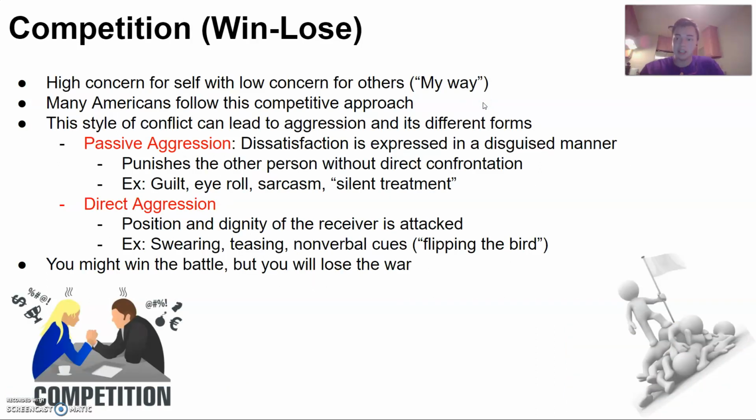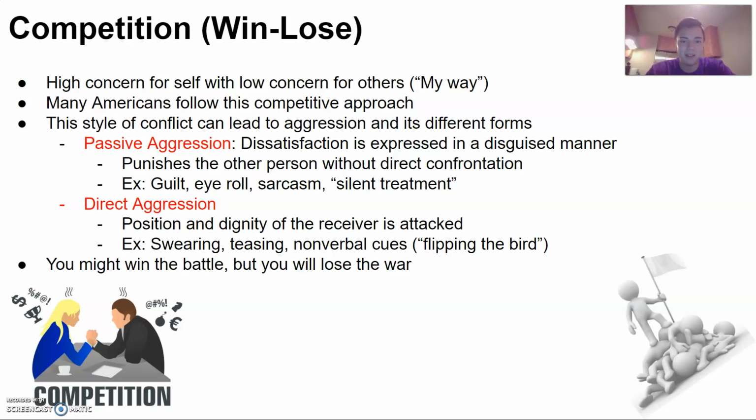Moving on, there's the competition style. So this is the other way around. This is where you yourself are winning the situation at hand, and the other person is losing in the situation at hand. So there's a high concern for yourself with a low concern for others. So essentially, you want everything your way. You're gonna do whatever you need to do to get it your way, and if you don't get it your way, then you're gonna complain about it.